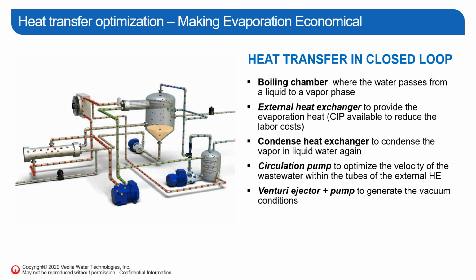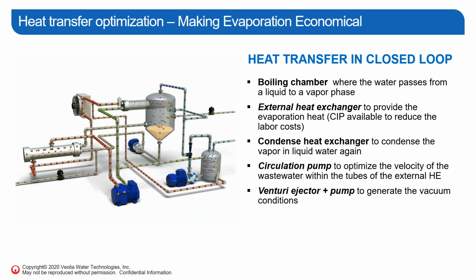So when we convert that vapor to a liquid, even though it's transformed back into a liquid, there's still a lot of heat in that liquid that we can use to recover. So that's going to go through a heat exchanger. There's a circulation pump, which pushes at a high velocity through the tubes of the heat exchanger. And then there's the venturi ejector pump, which creates our vacuum conditions. So it's just closed loop. Everything's running around in series.